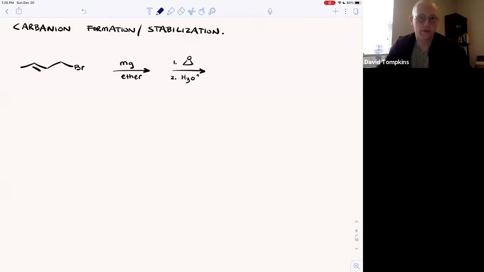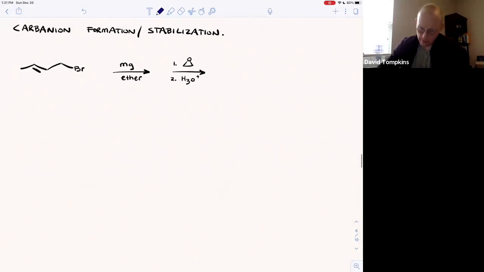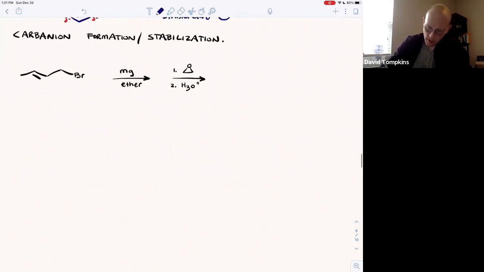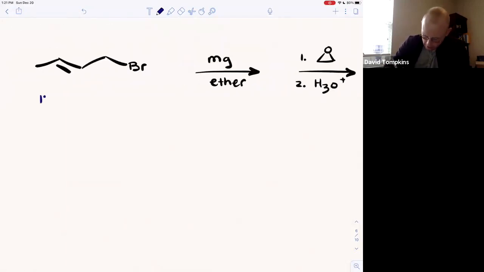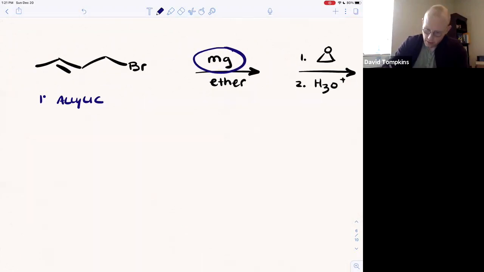So in this lecture now we're going to talk about more allylic stabilization of carbanions, in the case of organometallics specifically. So consider this primary allylic bromide that is going to undergo reaction of oxidative insertion with magnesium in an ether aprotic solvent. Of course, this is necessary for formation of an organometallic.